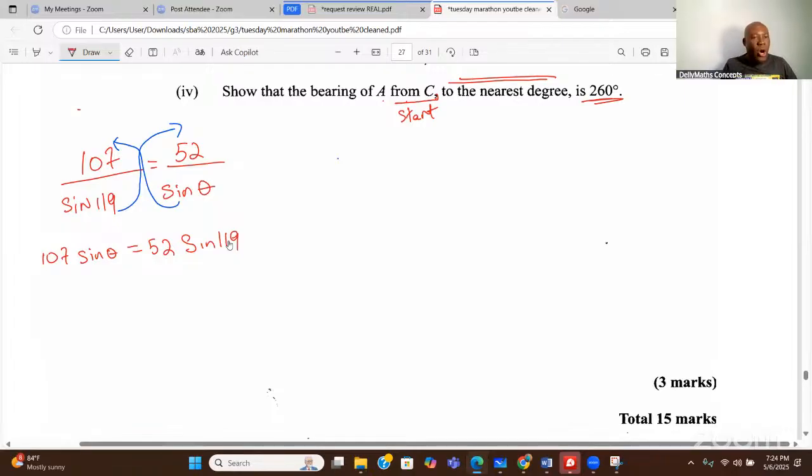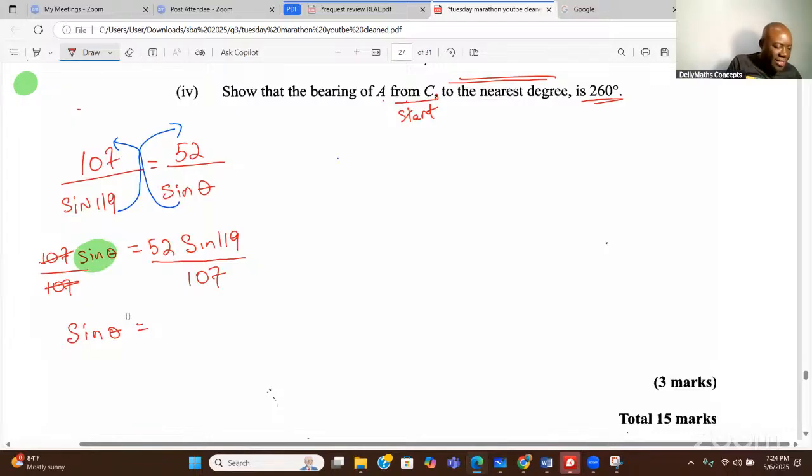Now, we want to isolate this, right? Which means at this moment, I am going to divide by 107, balance the equation by dividing by 107. You're seeing that on the left side, 107 cancels. So you have sine of theta is going to equal some number here. Let us put those on. Make sure that you relax when you're doing this.